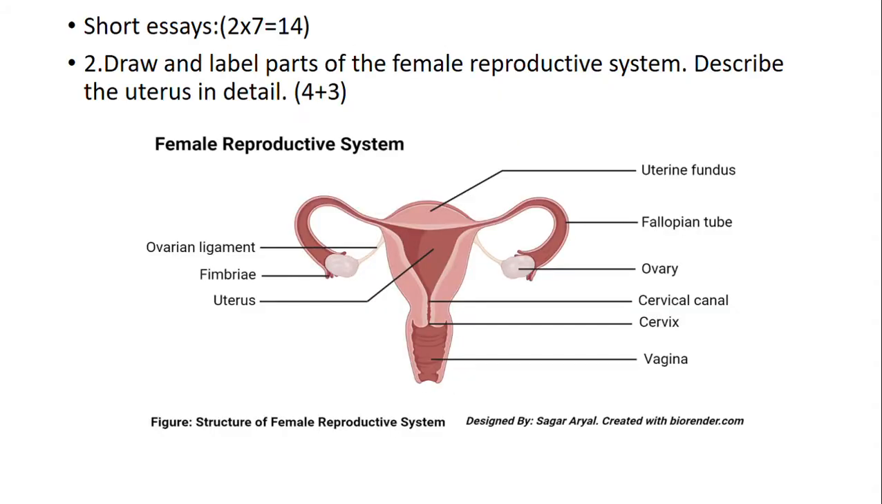The second question is draw and label the parts of female reproductive system. Describe the uterus in detail. And this is the picture of a female reproductive system which consists of the uterine fundus, fallopian tube, ovary, cervical canal, cervix, vagina, uterus, fimbriae and ovarian ligament.